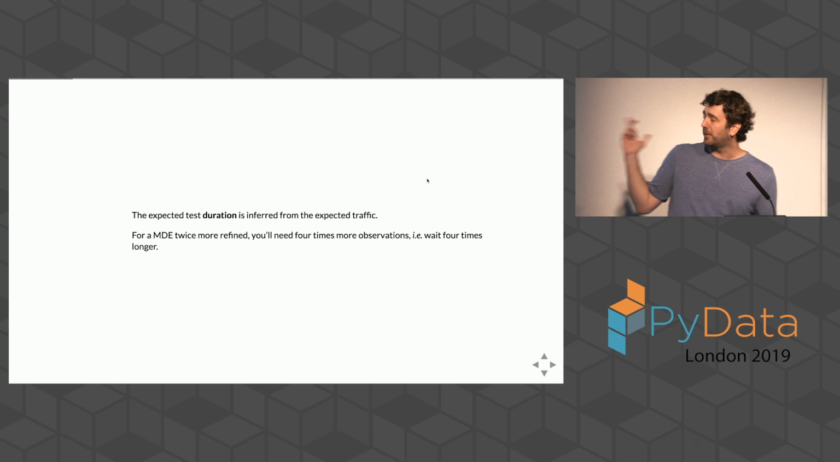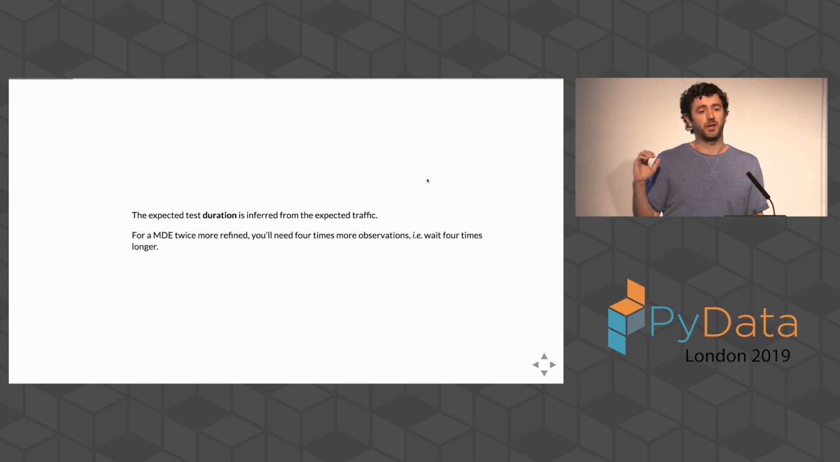But with this, have in mind that it's not linear, okay? So if you want to detect a difference of 2% and it takes 1 month to collect the data, if you want to detect half of that, if you want to detect 1%, it will take 4 times more, okay? So it's not linear. The smaller the effect you want to detect, the longer it takes, and it's exponential.